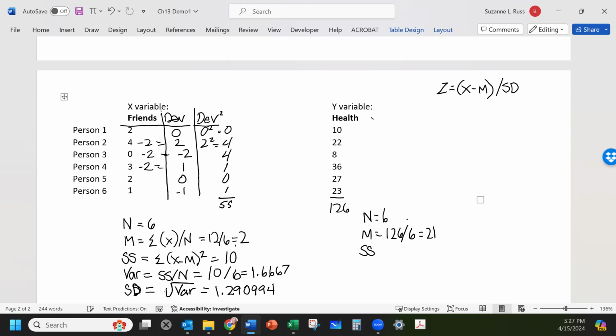So let's go ahead and get our deviations. You already know that it's just x minus m. And so 10 minus 21 is negative 11. 22 minus 21 is 1. 8 minus 21 is negative 13. 36 minus 21 is 15. 27 minus 21 is 6. And 23 minus 21 is 2. And of course, if we add all these up, they're 0.